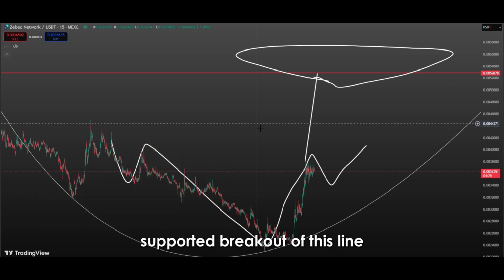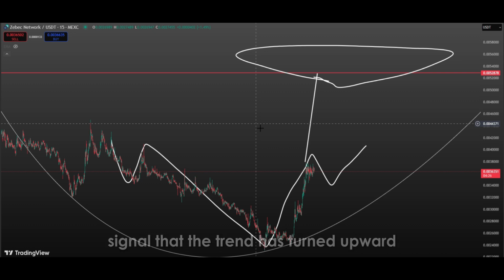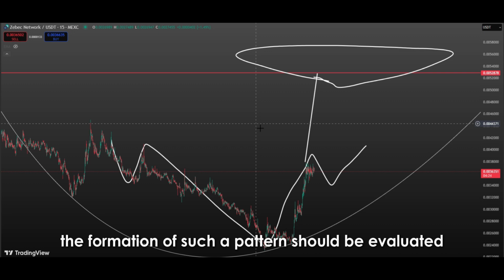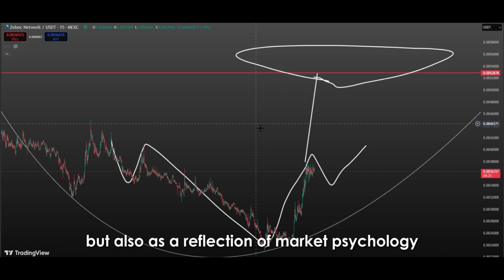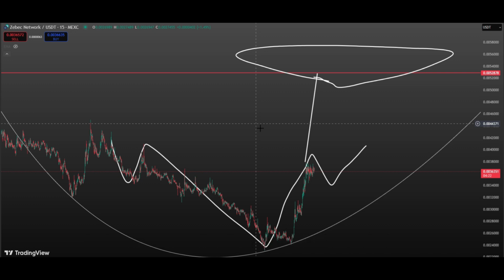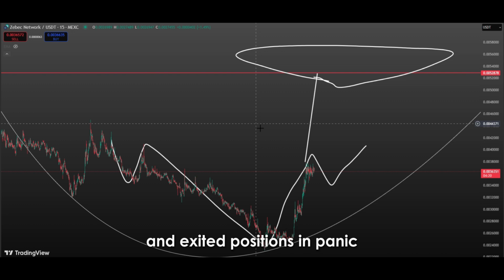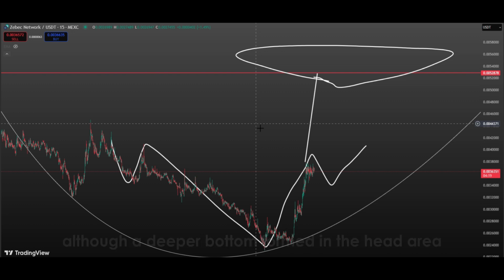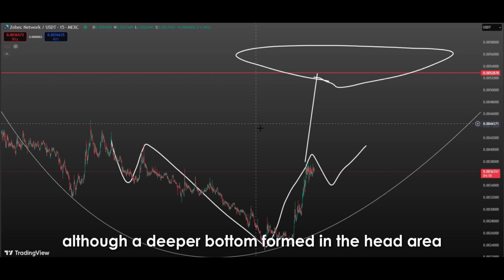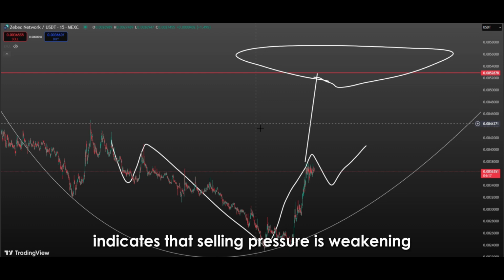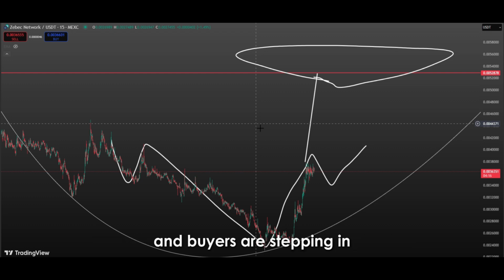A volume-supported breakout of this line indicates confirmation of the pattern and is often seen as a strong signal that the trend has turned upward. The formation of such a pattern should be evaluated not only as a technical structure but also as a reflection of market psychology. During the decline of the first shoulder, investors may have faced selling pressure and exited positions in panic. However, although a deeper bottom formed in the head area, the rapid recovery that followed indicates that selling pressure is weakening and buyers are stepping in.